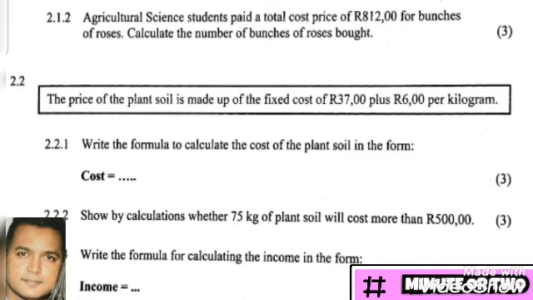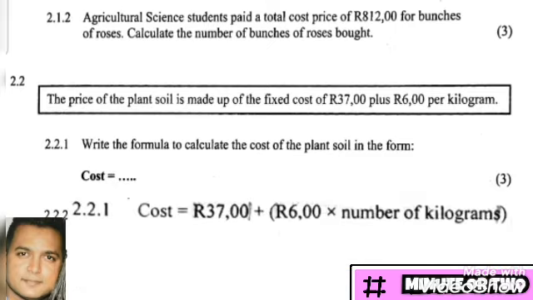2.2.1, write the formula to calculate the cost of the plant soil in the form cost is equal to. So all they are asking you is to take those words and make it into an equation or a formula in which you could work with. So they started off by saying cost is equal to, and you start off first with the 37 Rand. You need to deal with the 37 Rand. So cost will equal 37 Rand plus 6 Rand times the number of kilograms that you need.